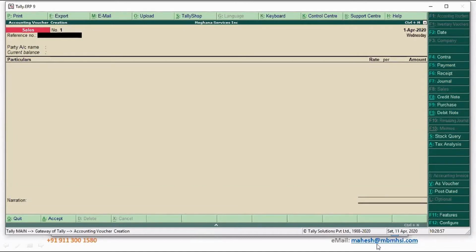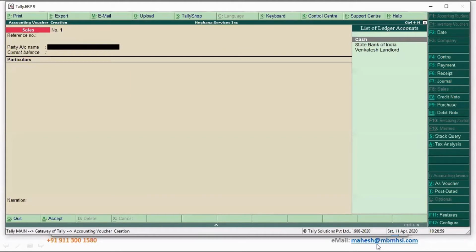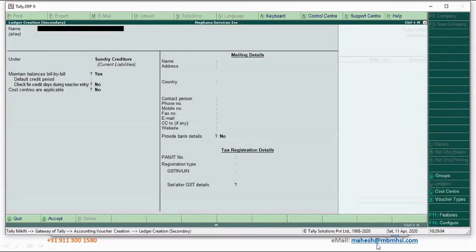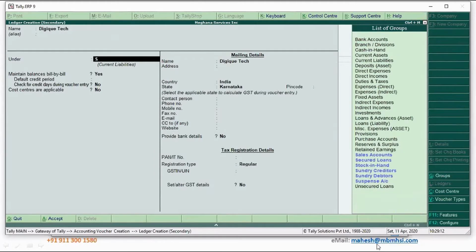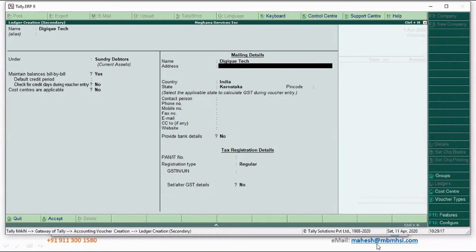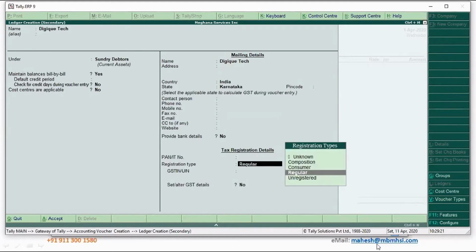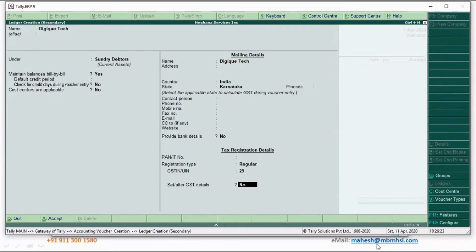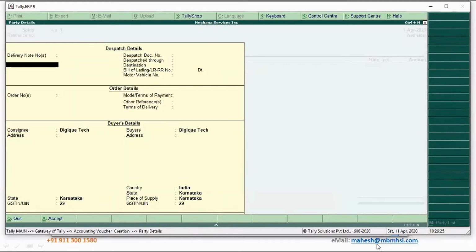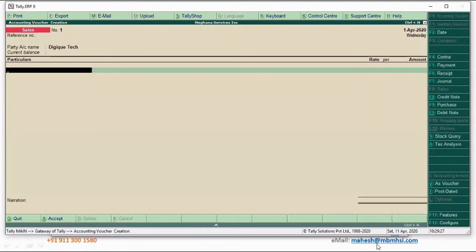All right. So here, let me just go and say, to whom am I billing? For example, I'm billing to Digitech. They are my sundry debtors to whom I am giving the services. So I could have all their details, contact details, everything, and their GST number. Okay, and give all this complete details.